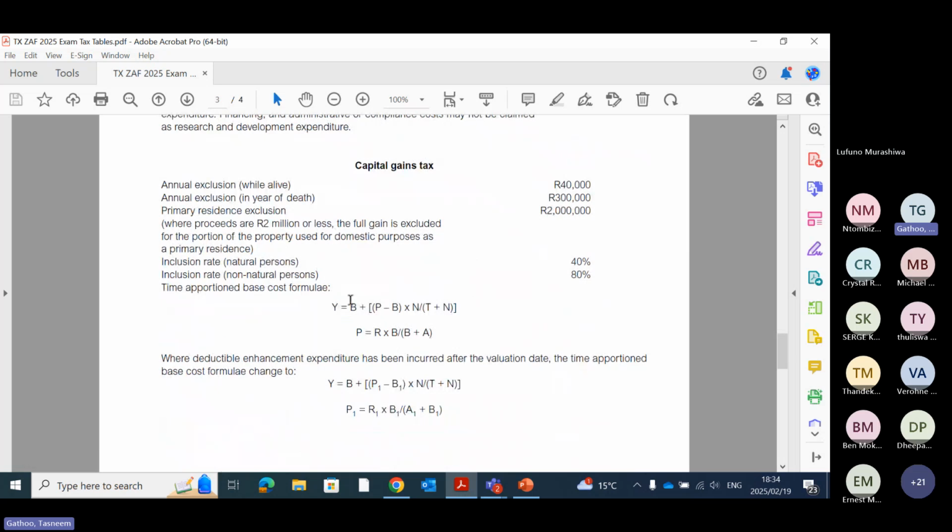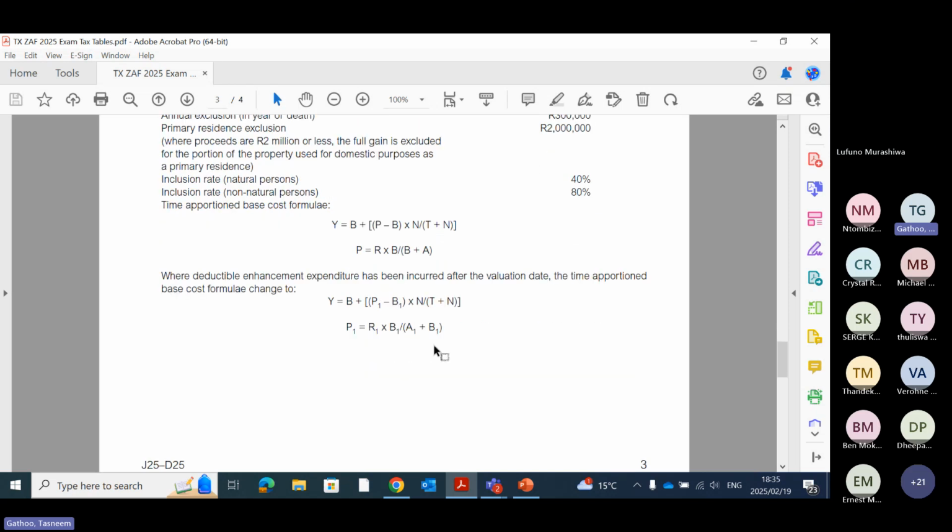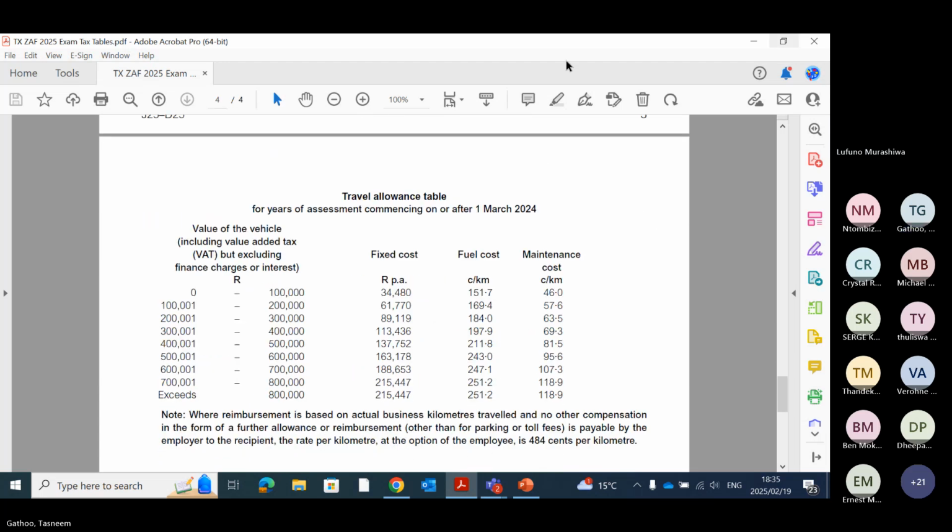Another thing that's important that I want to draw your attention to is here. For example, they've given us this formula, and you'll deal with this formula when you do the unit on capital gains tax. But again, they're giving you a formula, but they're not telling you what each of these symbols represent. You still need to be able to know that. Okay.